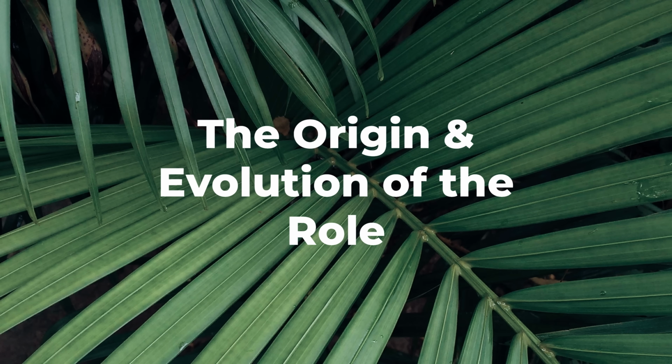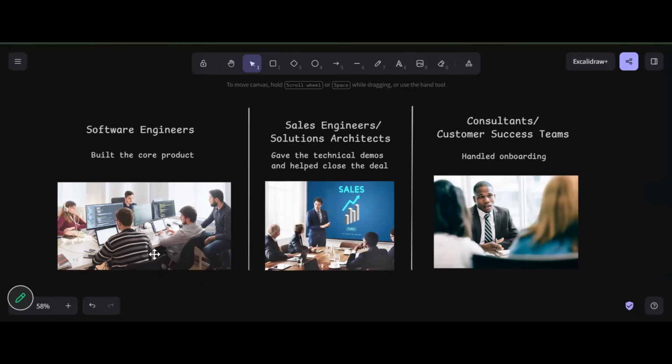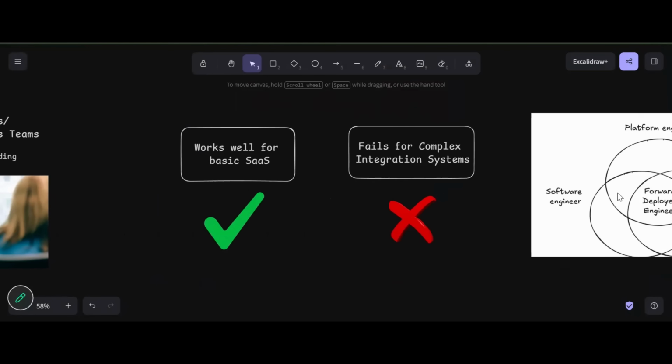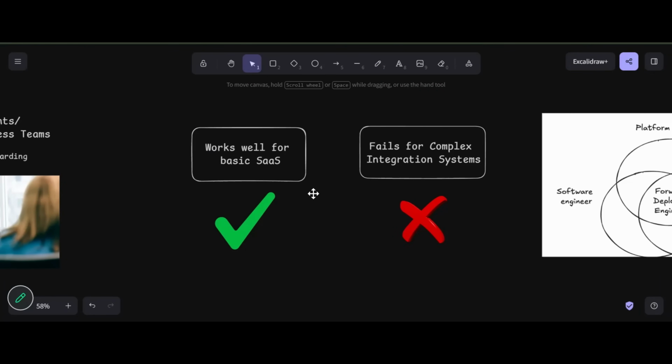The origin and evolution of the role. To understand why this role is exploding right now, we have to look at how it evolved. Historically, tech companies had a very clean separation of people. You had software engineers who built the core product, sales engineers or solutions architects who gave the technical demos and helped close the deal, and consultants or customer success teams who handled basic onboarding. This worked great for standard SaaS software. If you're selling a basic CRM or a project management tool, the software is standardized. The client adapts to the software.